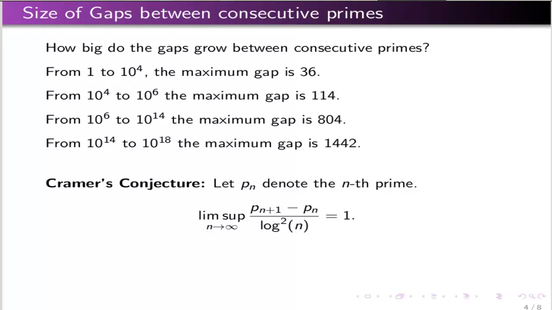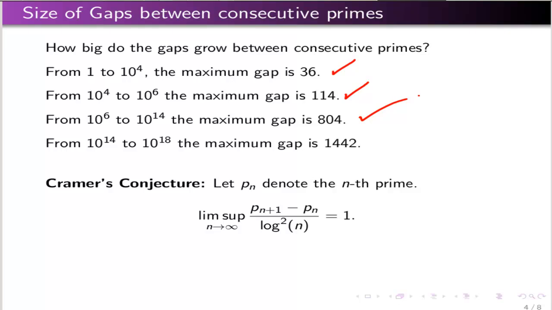If you just look at the data, you'll know that from 1 to 10,000, the biggest gap between consecutive primes is just 36. So if you start at any number and you march down 36 more numbers, you'll bump into a prime. Up to 1 million, the biggest gap is 114. Up to, let's see, what's 10 to the 14th? That's 100 trillion. Up to 100 trillion, the biggest gap between consecutive primes is just 804.